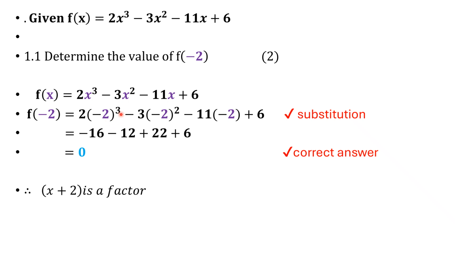Negative 2 cubed gives me negative 8, times 2 gives me negative 16. Negative 2 squared gives me 4, and 4 times negative 3 gives me negative 12. Negative 2 times negative 11 gives me positive 22, plus 6. 22 plus 6 is 28, minus 16, minus 12, minus 28. Minus 28 plus 28 gives me 0. So 1 mark for substitution, 1 mark for the correct answer.